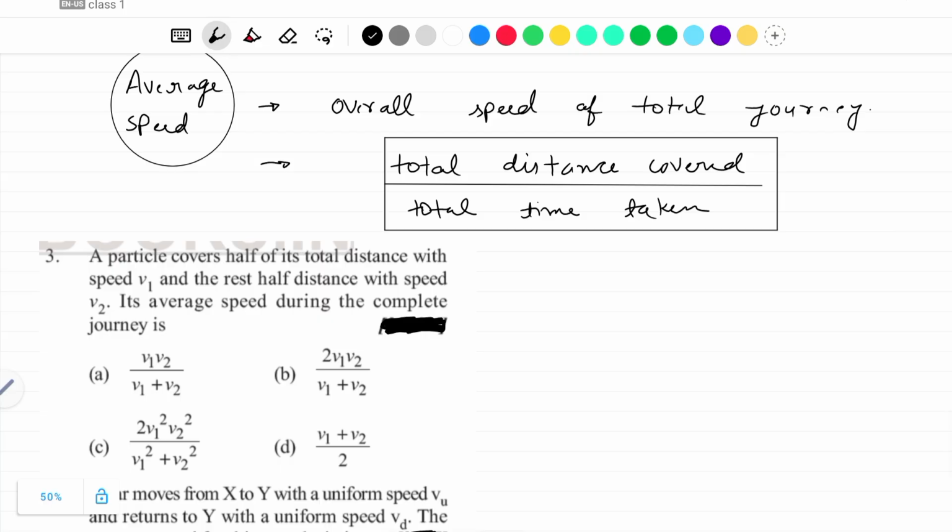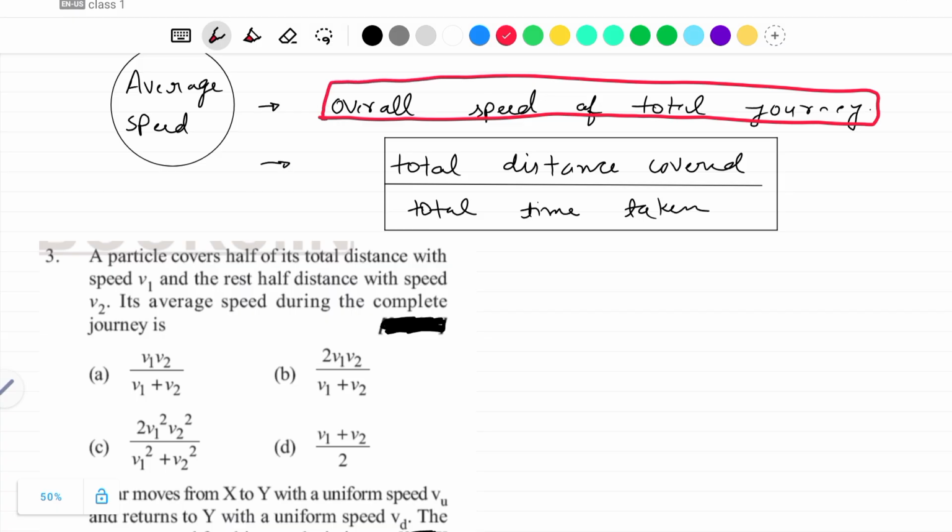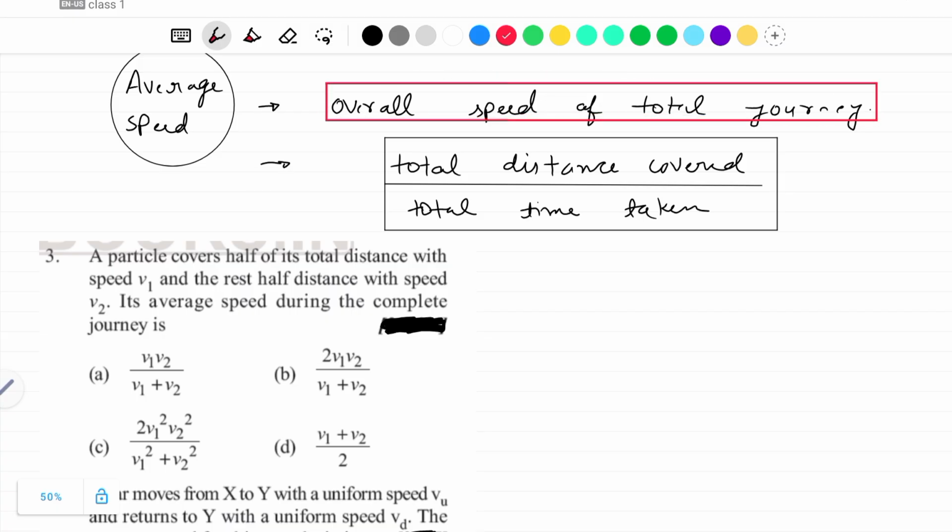In that case you will find the average speed, because all the time our speed is not constant. So how to answer what was our speed? We have to go to average speed. What is average speed, students? It's the overall speed of a journey. Average speed is nothing but the overall speed of a journey.